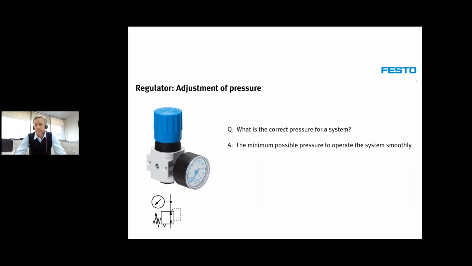So let's have a look at the next component in our service unit, which would be the regulator. The question is always, what is the correct pressure for my system? The answer is quite simple: the minimum pressure to operate the system smoothly. That being said, for example, if 5 bar is the required pressure to operate your system effectively, do not operate the equipment at 8 bar. Yes, you could have 8 bar up until the regulator, but do not operate your actuators at 8 bar.